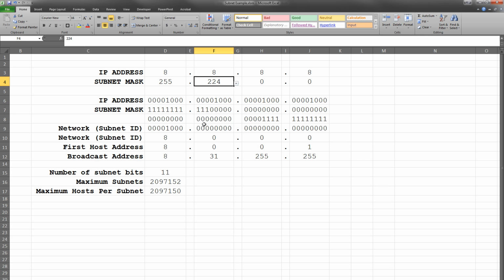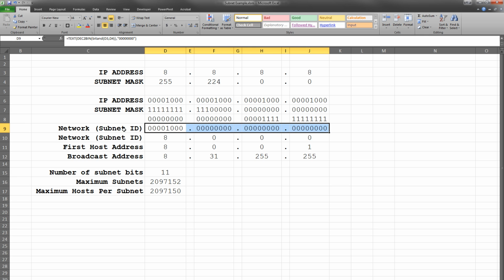In this case, we can do our bitwise AND comparisons and come up with our network address. So we simply go through and say, okay, 0, 1, that's a 0; 0, 1, that's a 0; 0, 1, that's a 0; 0, 1, that's a 0; 1, 1, that's a 1, and so forth. Based on that, we can convert that back to decimal, and we get the 8.0.0.0 address. Our first host address is simply 1 higher than that, 8.0.0.1.